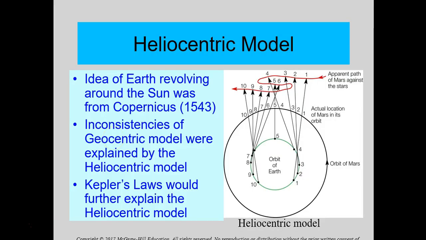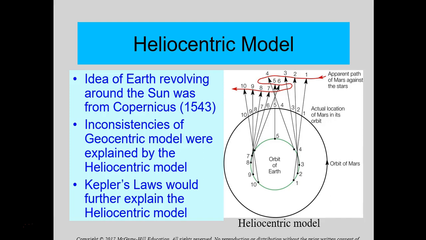So in about the 1500s, a man named Copernicus decided that maybe the Earth is not the center of the solar system. Instead, maybe it is the sun that's at the center. He proposed what's known as the heliocentric model of the solar system, in which the sun is basically at the center of the solar system. As you'll see in just a minute, we can specify this a little bit differently in particular.